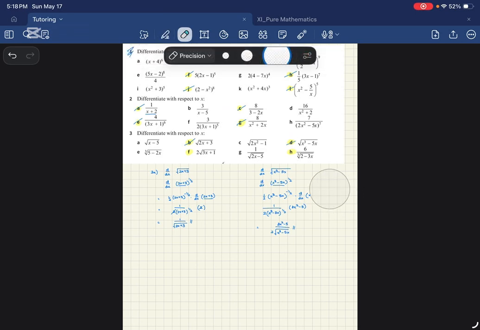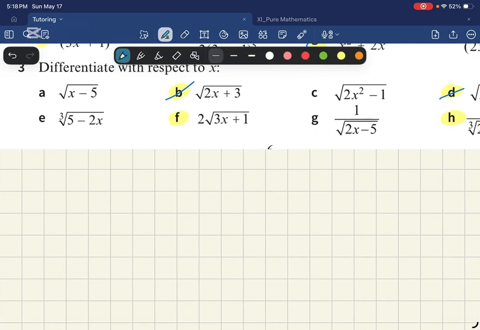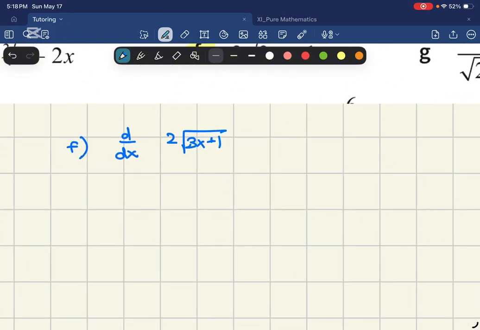So let's do F. F is just d by dx of 2 square root of 3x plus 1. So your function is the term that contains the x part, right? So this part contains the x. This is a constant multiplying your function, so you can bring out your constant.